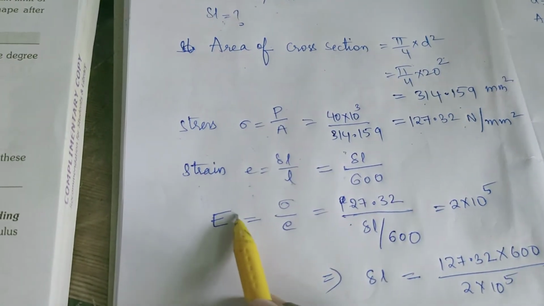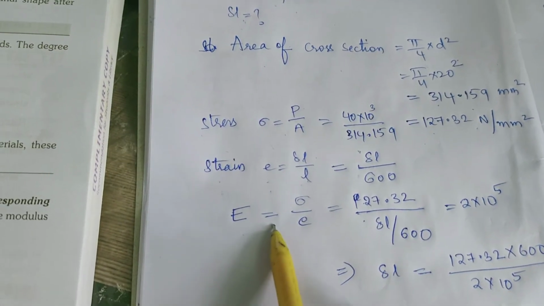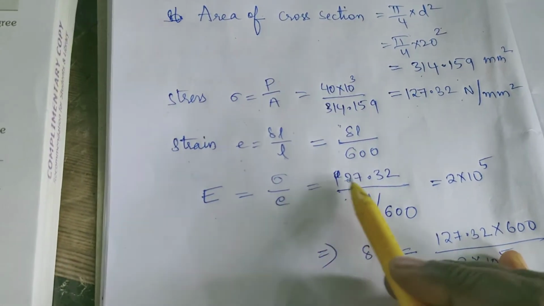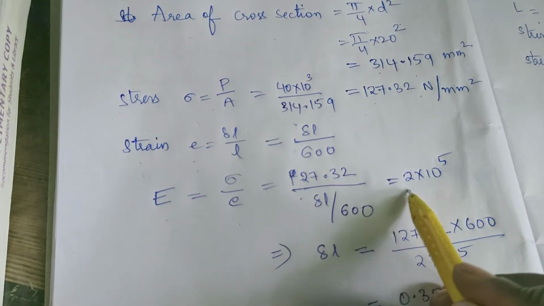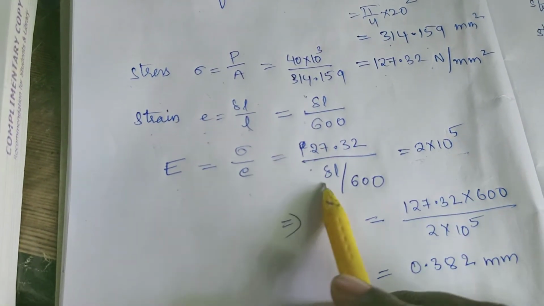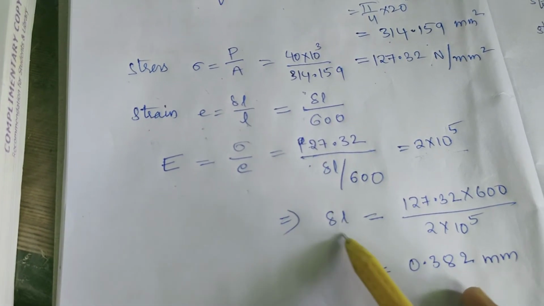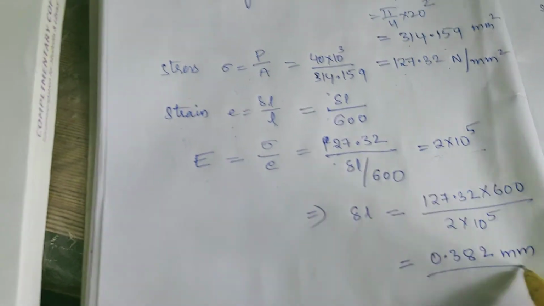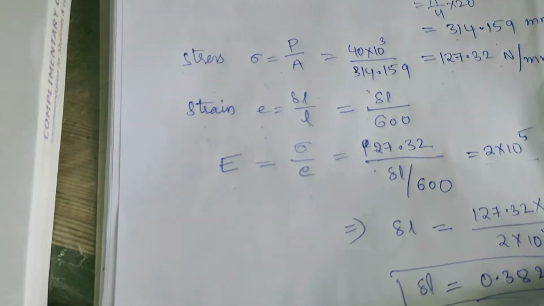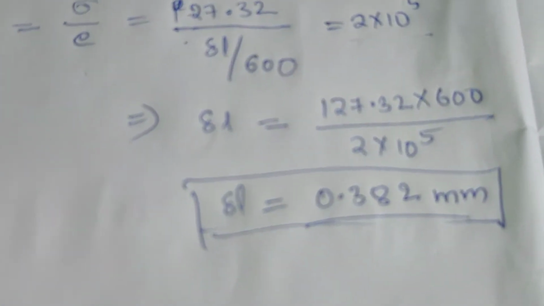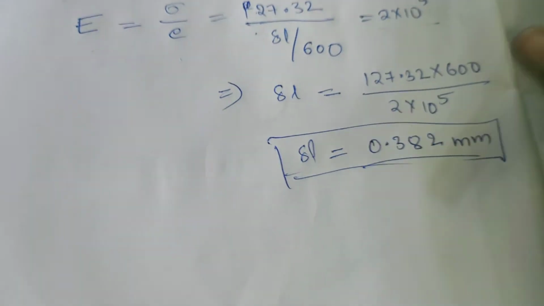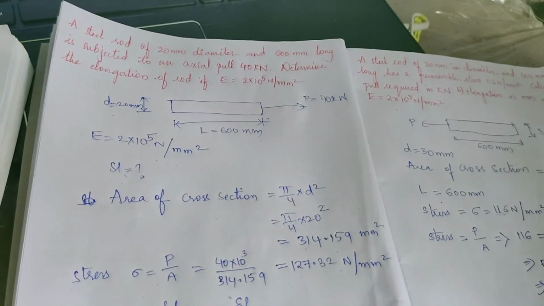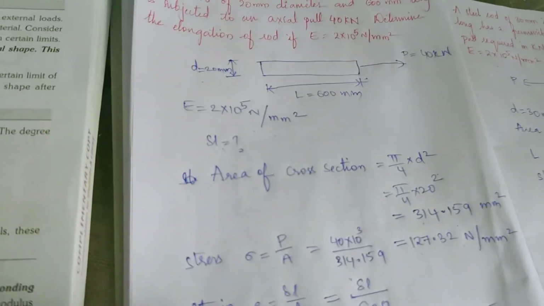So L is 600. So again Young's modulus or modulus of elasticity equals sigma by e. So this is simply 127.32 by delta L by 600. It is equal to 2 into 10 to the power of 5. This value is also already given. So if you take this entire equation, if I want delta L, making this as subject, the remaining all calculated value is this one. So the elongation in the length is this. Delta L is equal to 0.382. Right? So this kind of simple problems regarding the stress and strain will be given. And now let us go for tensile test problems.